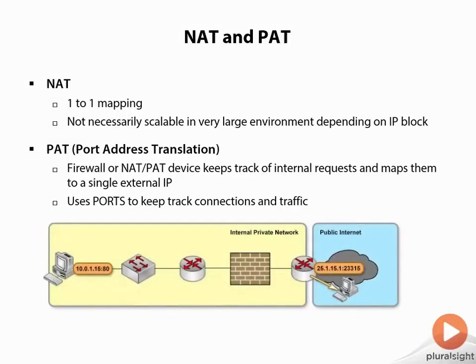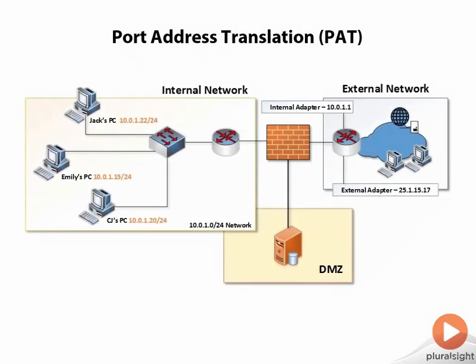All right, so we use ports, in other words, to keep track of connections and traffic. An example: on our internal network, we have Jack, Emily, and CJ's PCs. You can see there's 1.22, 1.15, and 1.20. It's a 10.0.1.0/24 network. Goes through our firewall to the external or our edge router.